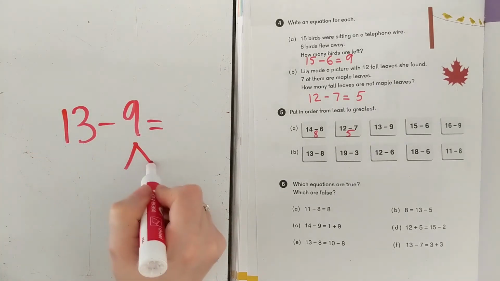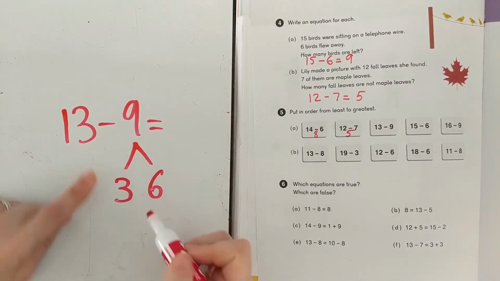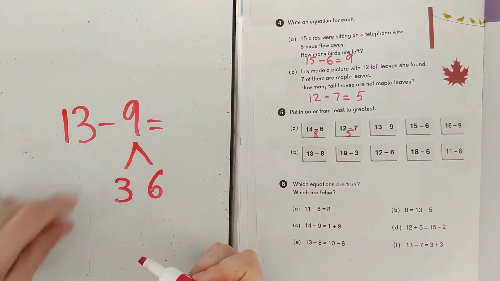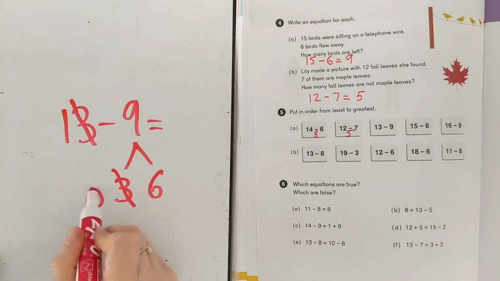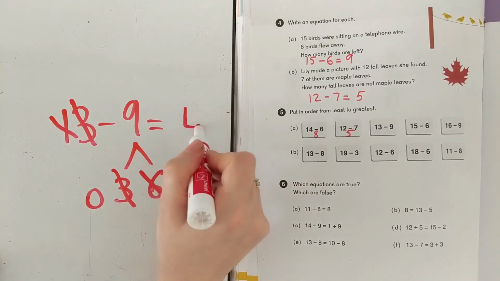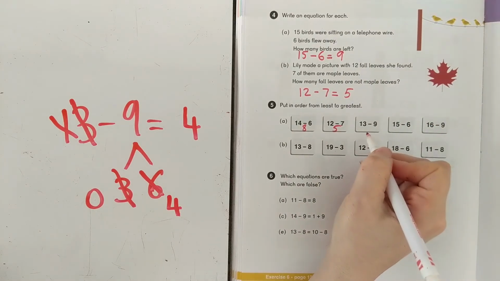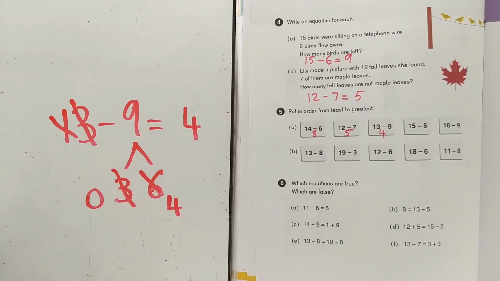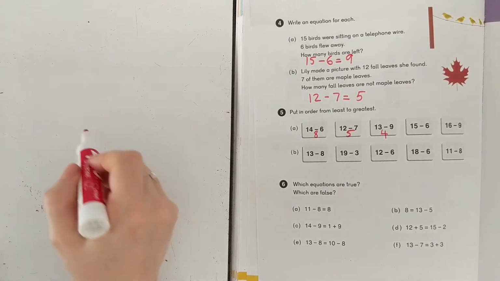Inside of this 9, there is a 3 and a 6 because 6 plus 3 is 9. Now I can subtract. 3 minus 3 is 0. 10 minus 6 is 4. There is my answer. 13 minus 9 is 4. Next one is 15 minus 6.